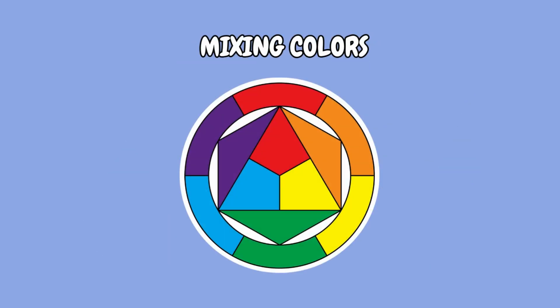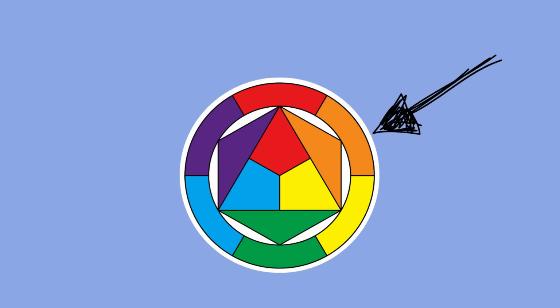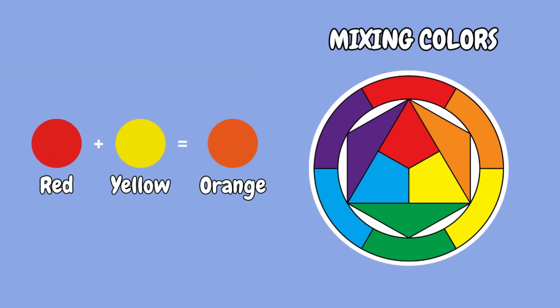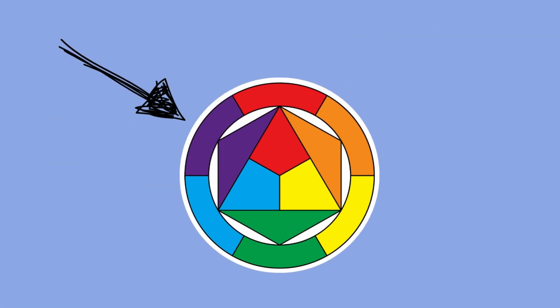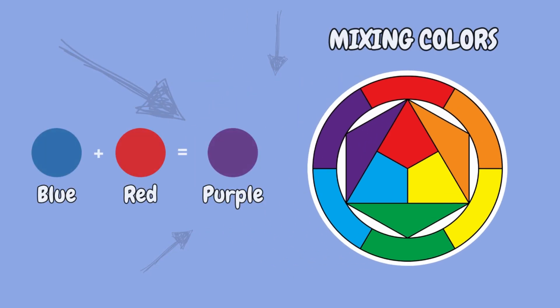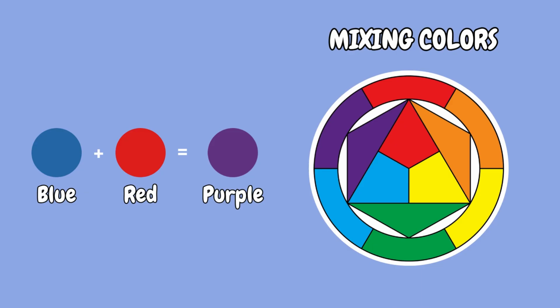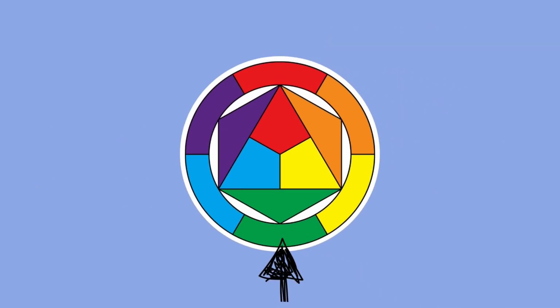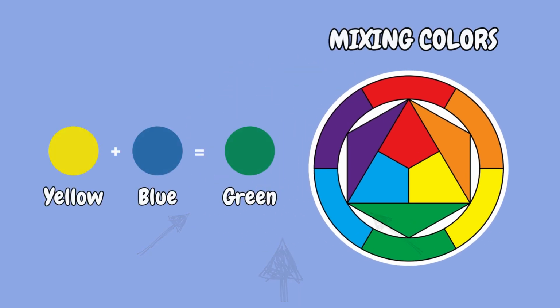The color wheel also tells us how to mix our secondary colors. If you look on the color wheel, orange is in between yellow and red, so that tells us that red and yellow mix together to make orange. If you look at purple, it is in between blue and red, so we know that we mix blue and red together to make purple. And finally, we see that green is in between blue and yellow, so we know that we mix together blue and yellow to make green.